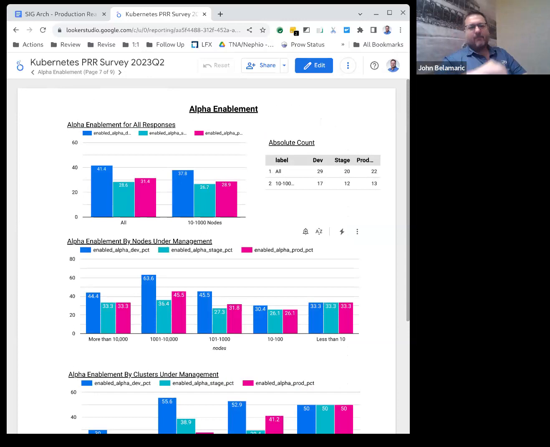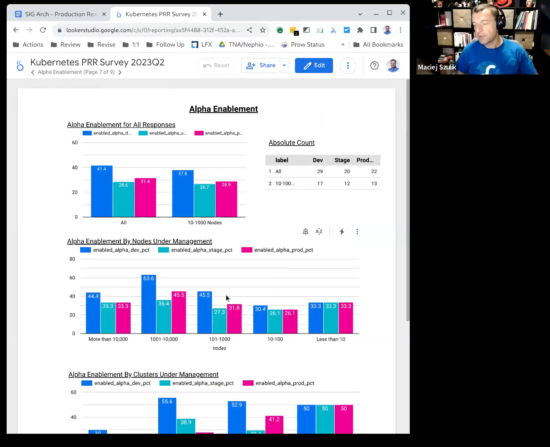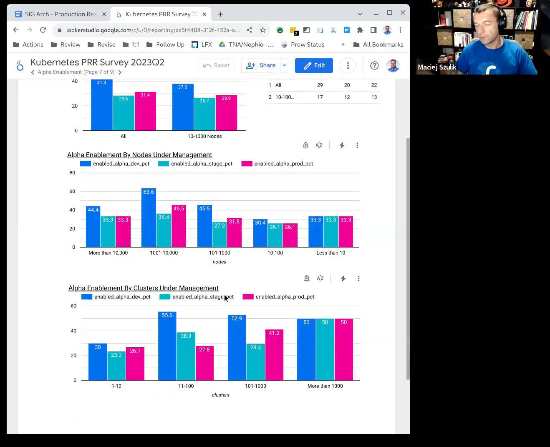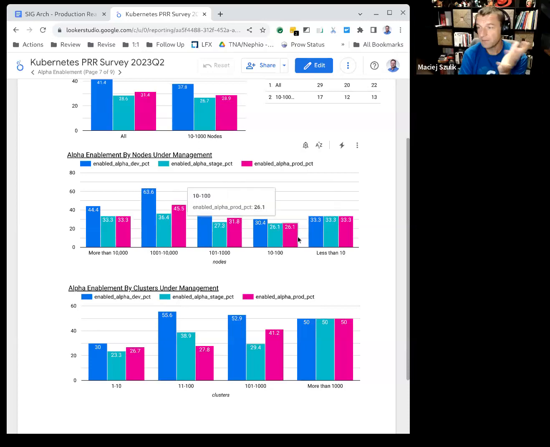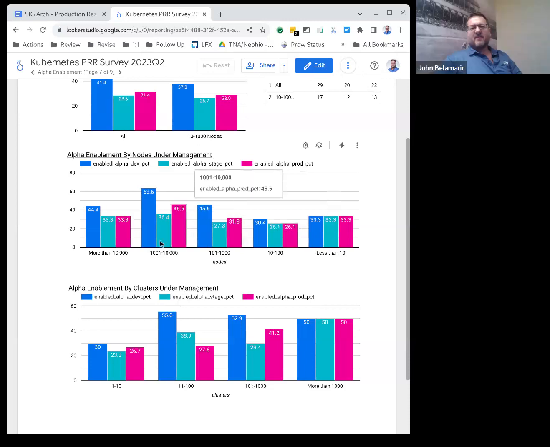I'm trying to figure out, because Wojciech mentioned that he wanted to follow up on the alpha enablements, what we want to do with that. It would be good to know a little more detail about the alpha features, because it could be specific features. Maybe there's just one that's so hotly in demand that everybody enabled it. Maybe we don't have that level of detail. It's hard enough to get people to answer anything. But we can follow up if we think it's critical.